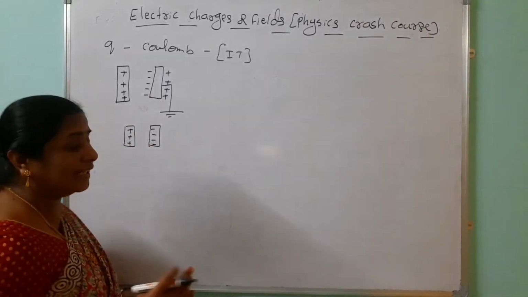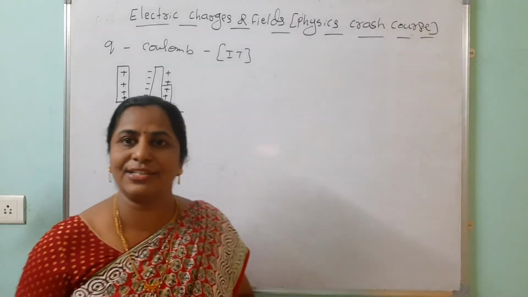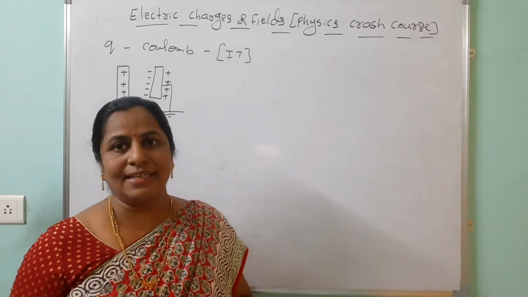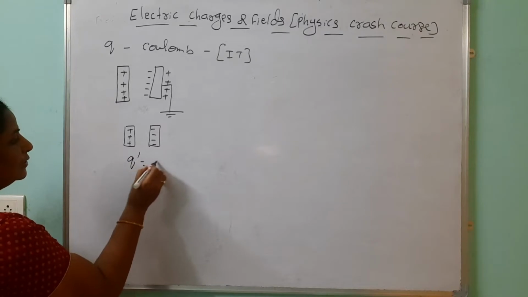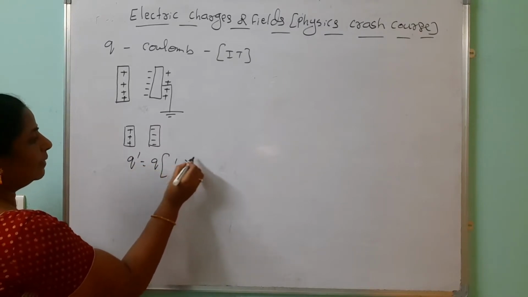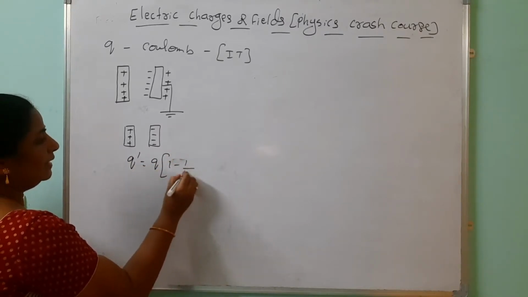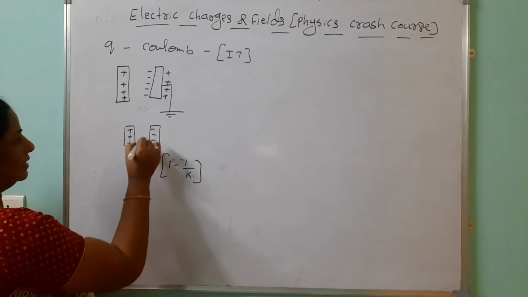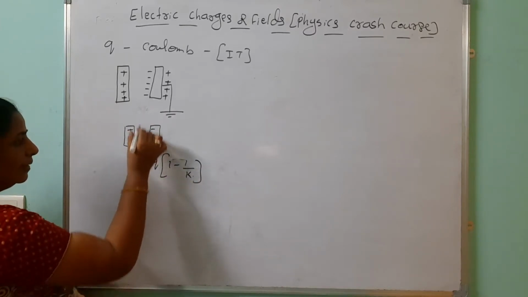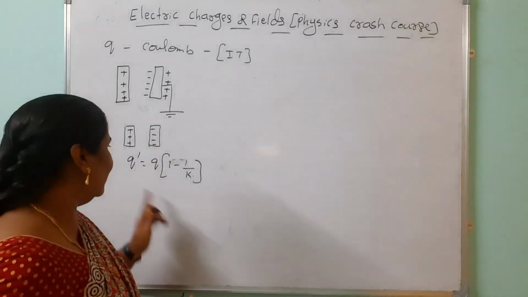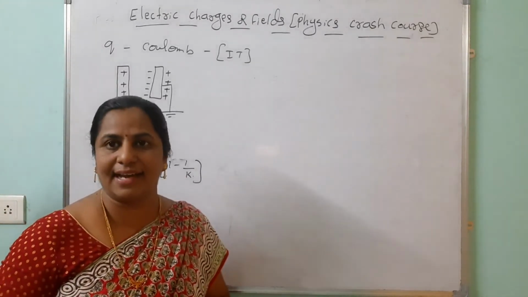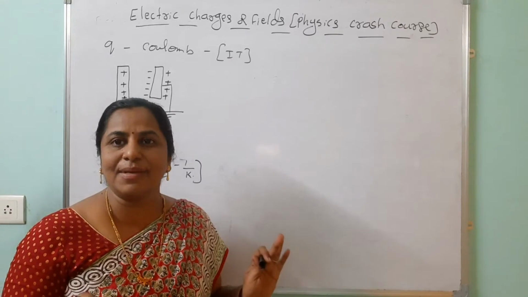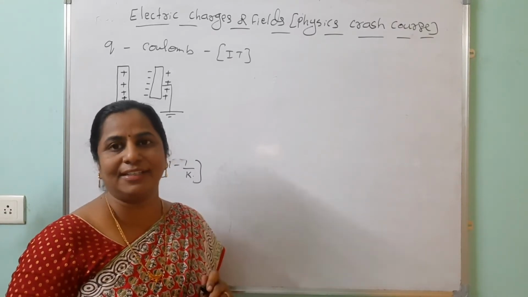So in conduction, we take the average. In induction, we get unlike charges. Suppose we fill in a dielectric, we get Q dash equals Q into (1 minus 1 by K), where K is the dielectric constant. Here we are placing a glass slab or wood like that. Then Q dash equals Q into (1 minus 1 by K), K is the dielectric constant. So there are three methods to electrify bodies.